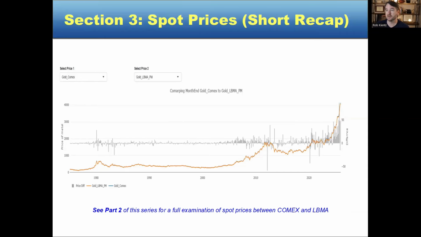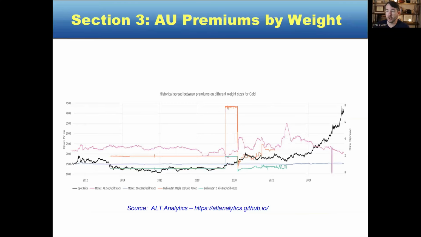Now, getting into retail prices, here are gold premiums by weight. These are gold products, and you can see that we have prices from a couple of different manufacturers, Monex and Bullion Star, graphed over the last 13 years. The red one is American Eagle, 1 ounce. Then you've got 10-ounce gold bar stock in blue, and orange is the Canadian Maple 1 ounce. And then the 1 kilo bar, which is more popular over across the pond than the 10-ounce bar here in the US, and the gold 400 ounce.